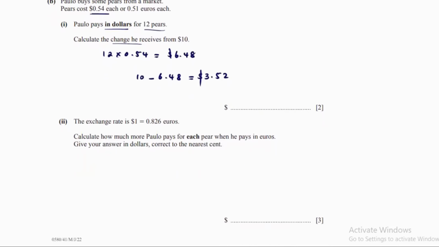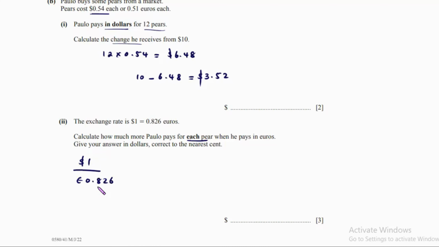The second part of the question: the exchange rate is $1 is equal to 0.826 euros. Calculate how much more Paulo pays for each pear when he pays in euros. Give your answer in dollars correct to the nearest cent. So this is for one pear. We need to check the amount. And in this case, the currency exchange is given to us. So that's going to be $1 is equal to 0.826 euros.